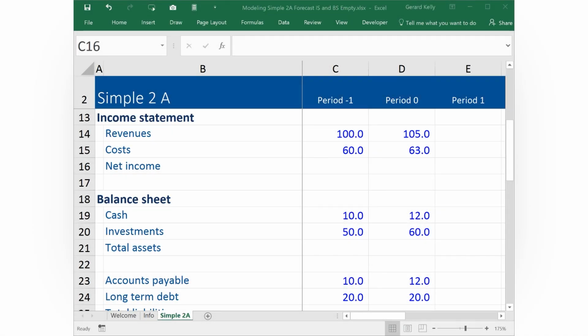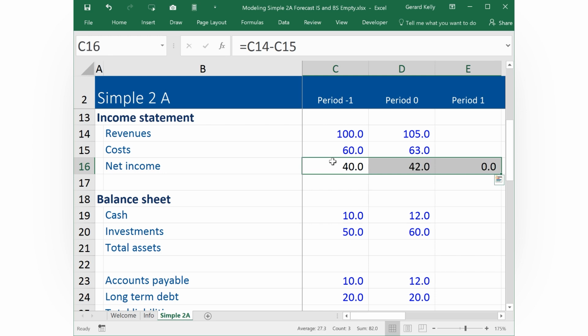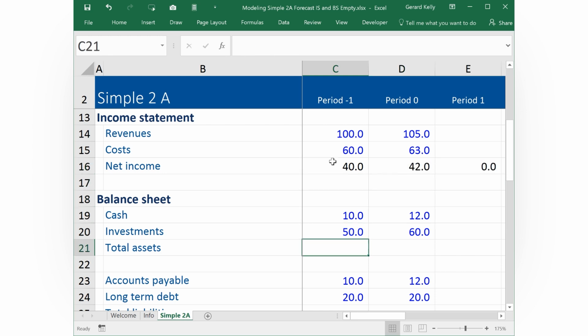We first need to calculate subtotals for the income statement and balance sheet in the historical periods. So for my net income, I'm going to take revenues minus costs. Correct, gives me 40, and I now copy that across into period 0 and into period 1 as well. I don't want to recreate those formulas in period 1. For the balance sheet, I can press Alt equals, I sum up my total assets, copy that to the right.